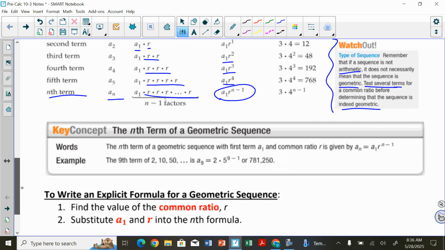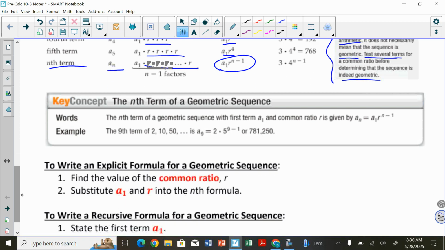Okay, let's talk about the nth term. So the nth term can be given by this here. The nth term of a geometric sequence with first term a1 is given by this: a sub n equals a1, that's the first term, a sub 1, times r to the n minus 1 power. We'll use that a few times here today. So we could plug that in, they give you an example there.